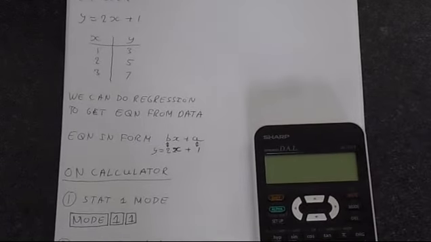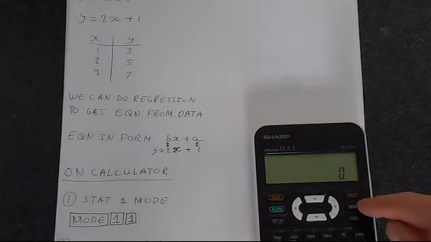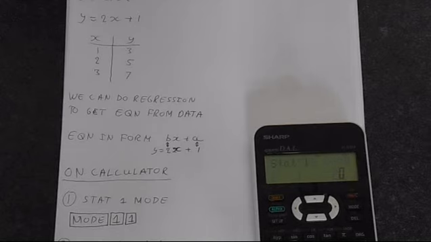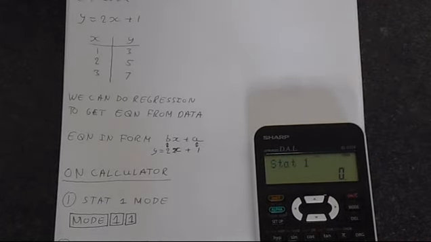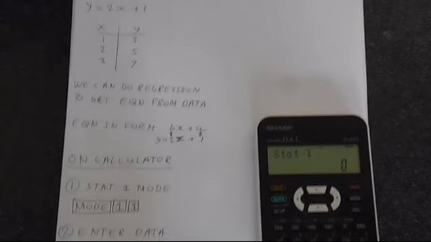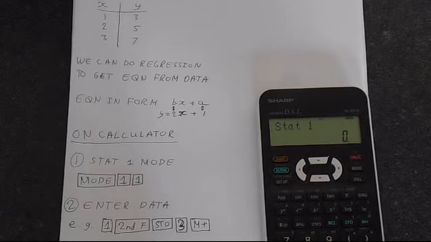The first thing we need to do is get the calculator into the correct mode. So we're going to want it in stat 1: mode, stat, and then we want stat 1, which is going to be the line, so we're entering 2 columns of data, that's why we want the line mode. We're doing linear regression.